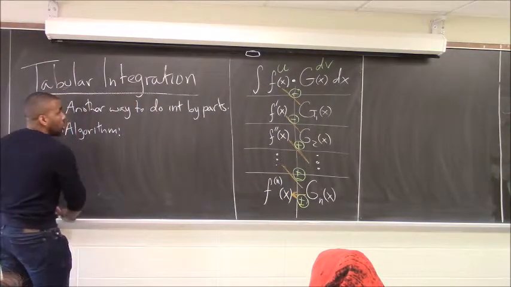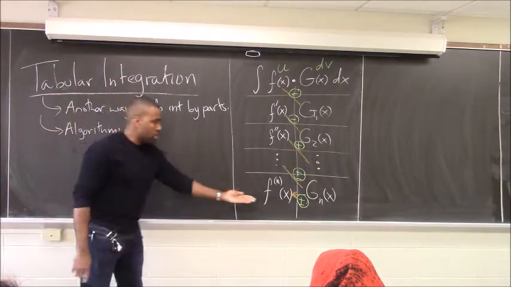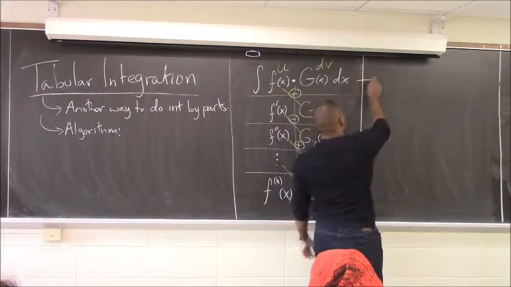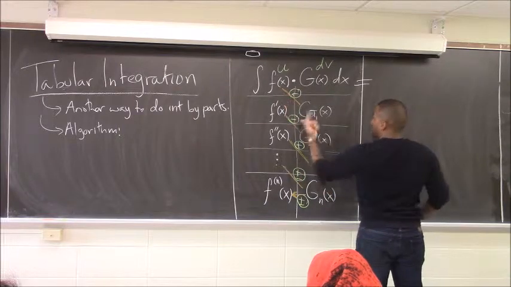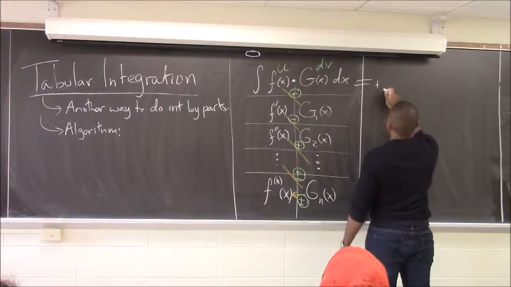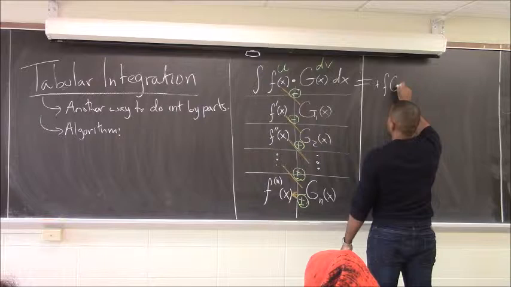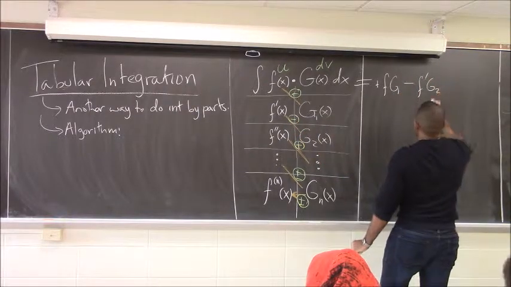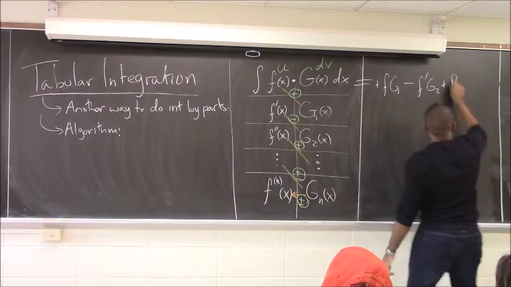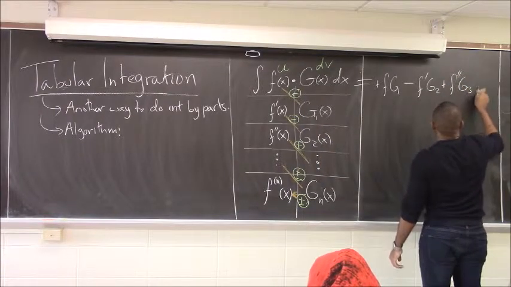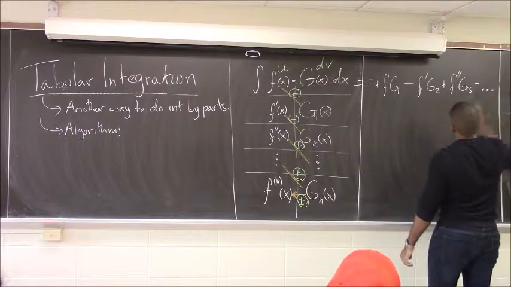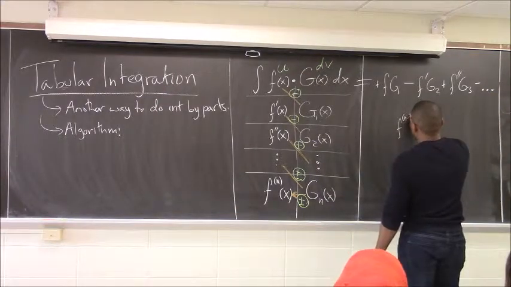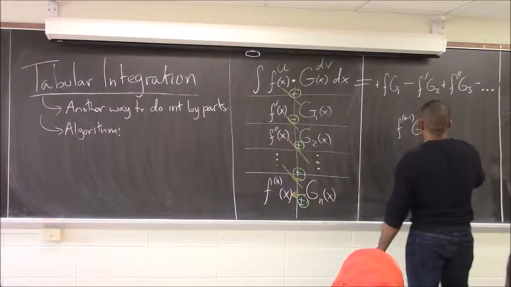Now, ultimately, once you set up this table, you stop it at the right moment and you do all these multiplications, the answer is going to look like the following. It's going to look like these products. So it's going to be plus the f times the g1 minus f prime times g2 plus f double prime times g3 minus dot dot dot. You keep going until you get to f n minus 1 times g.